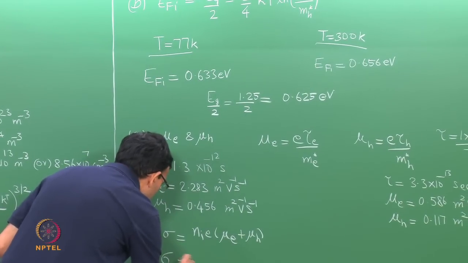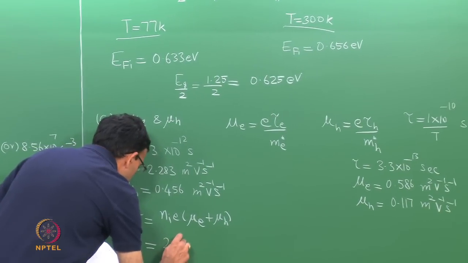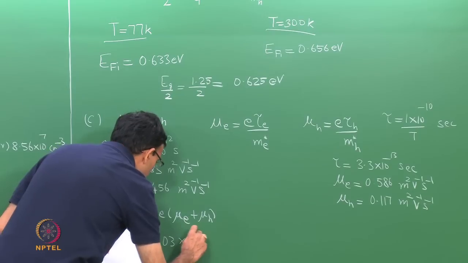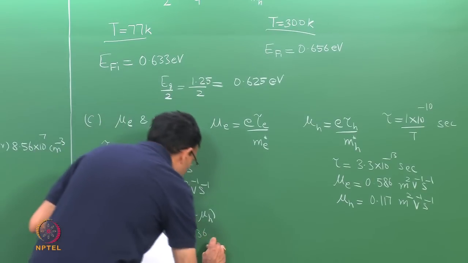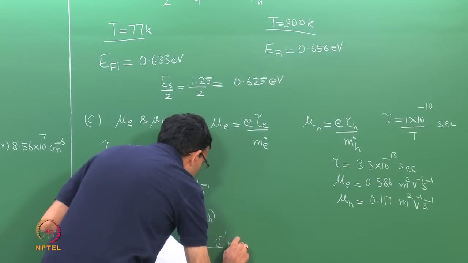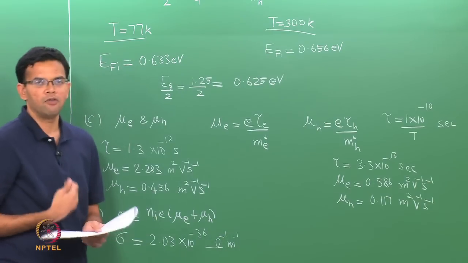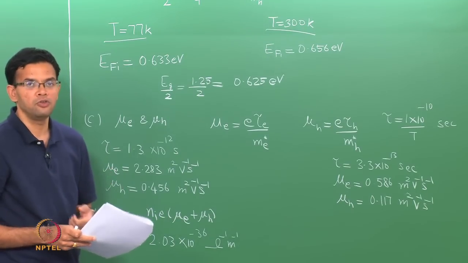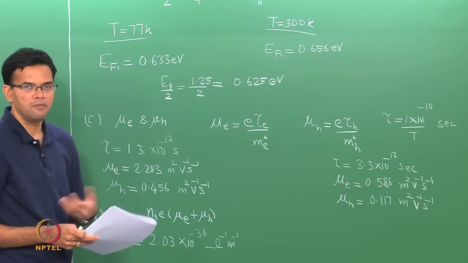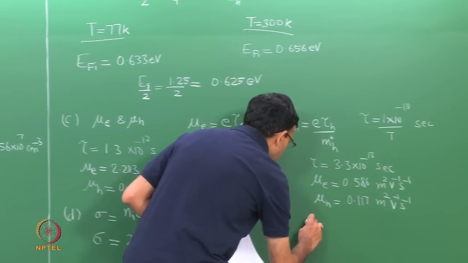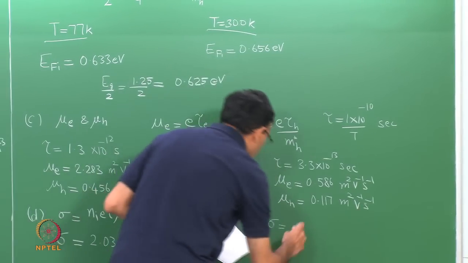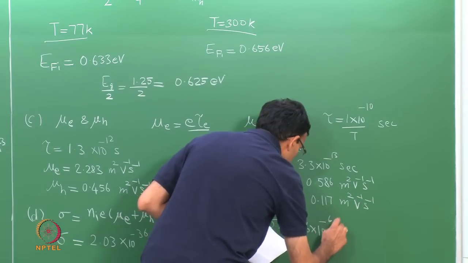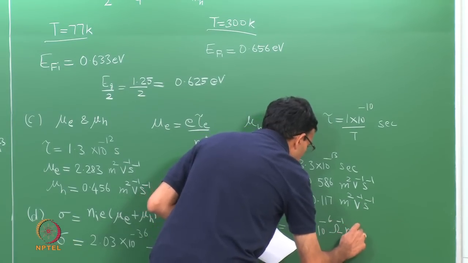So, sigma at 77 Kelvin is very small, because if you remember Ni is very small. So, 10 to the minus 36 ohm inverse meter inverse. You can also have ohm inverse and centimeter inverse, depending upon what the units for Ni and mu E and mu H are. So, the same thing we can do at room temperature, and sigma is 9.6 times 10 to the minus 6.